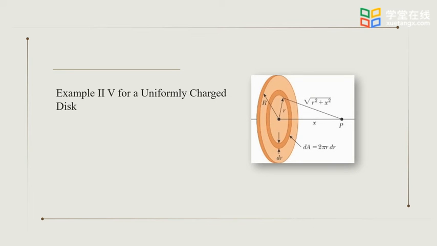Another example here. Here is a uniformly charged disk with a radius R and a surface charge density of sigma. P is along the perpendicular central axis of the disk. So, what's the electric potential at point P?